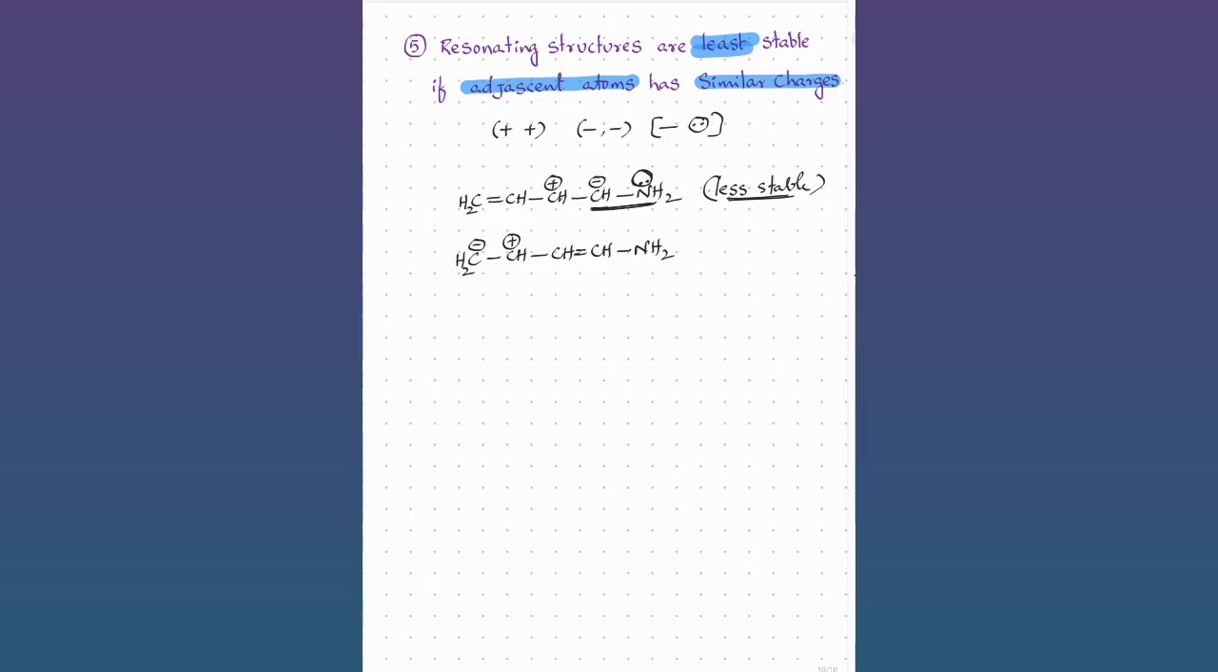So you need to follow all 5 rules in sequence. You need to compare rule by rule so that you can find the stability order. Using these 5 rules, you can find the most stable and the least stable structures, right?